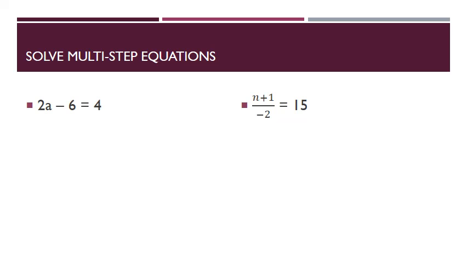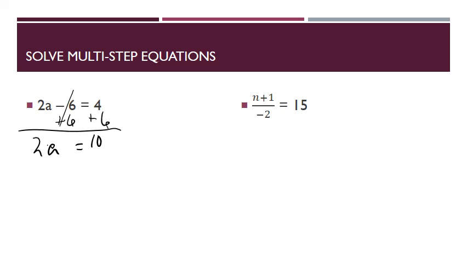Well, we want to isolate the variable. And we can begin to do that by adding 6 to both sides of the equation. Remember, what we do to one side of the equation, we must do to the other side to keep things in balance, keep things equal. And when we do so, the 6's over here are going to cancel out, and we're going to have 2a over here on the left, and then 4 plus 6 is equal to 10.